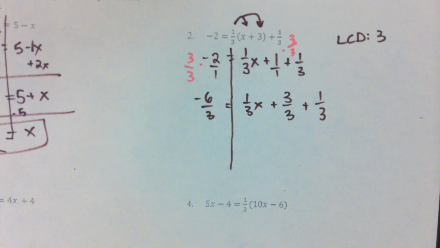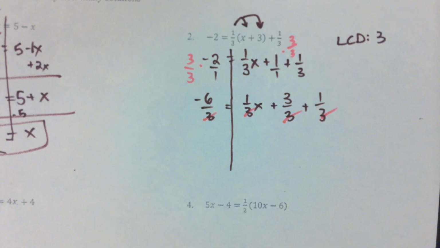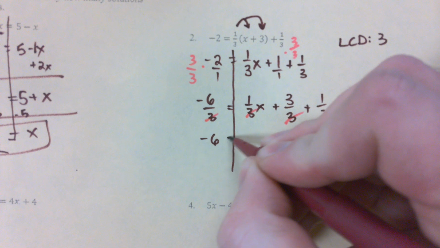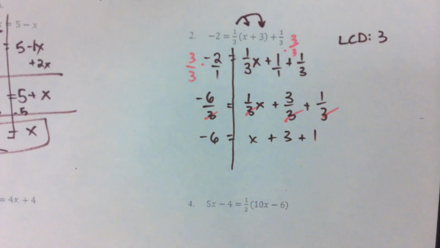Essentially what we did here is we multiplied the entire equation by 3. We made it 3 times bigger just so we can cancel all these 3's out on the bottom and get a better idea of how we're going to solve this equation. Negative 6 equals x plus 3 plus 1.